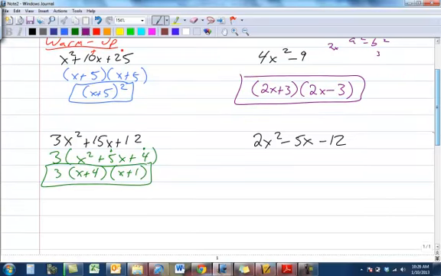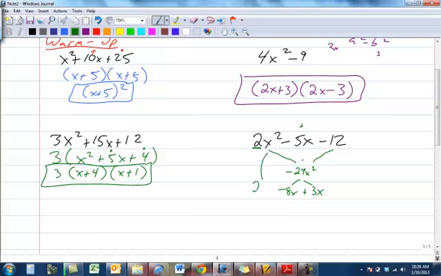Then that brings us to this last one. Is there a GCF? 2, 5, and 12. No, that 5 kind of messes it up. So, since it doesn't have a GCF, because this leading coefficient is greater than 1, we have to Batman. So we're going to multiply the ends. Get negative 24x squared. What multiplies to negative 24 but adds up to negative 5? That would be negative 8x plus 3x. Right? Then you bring the wings down.